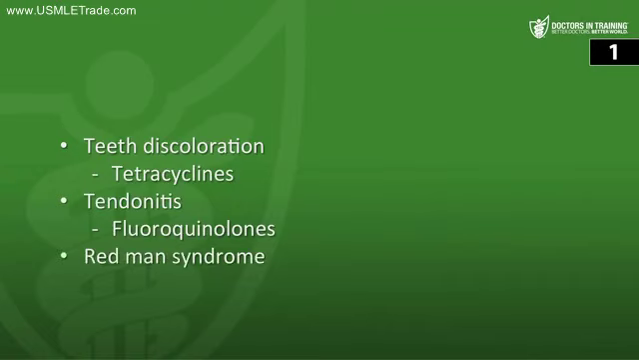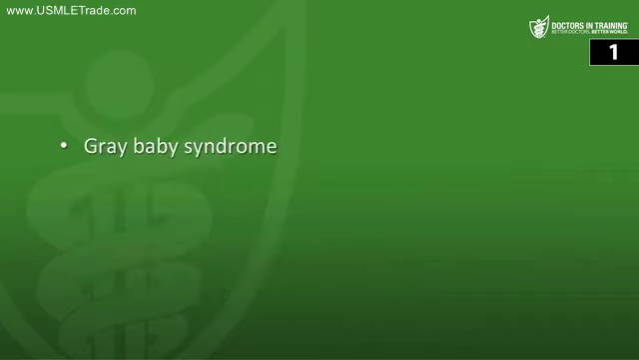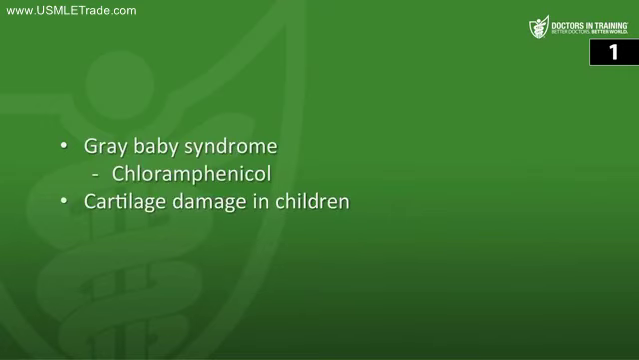Next is red man syndrome. Vancomycin is well known for this. Next is gray baby syndrome. This would be chloramphenicol. And then next, cartilage damage in children would be fluoroquinolones again.